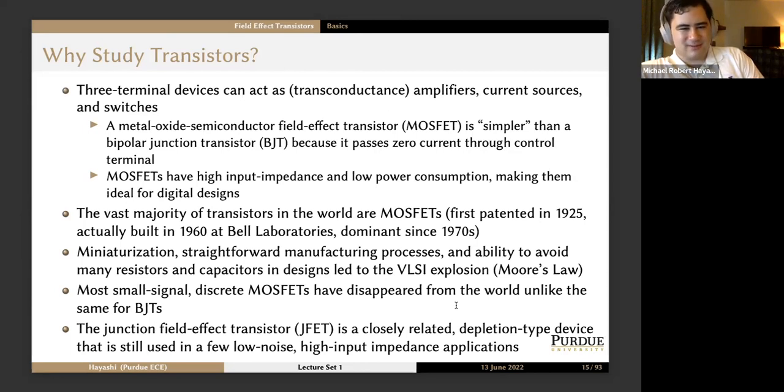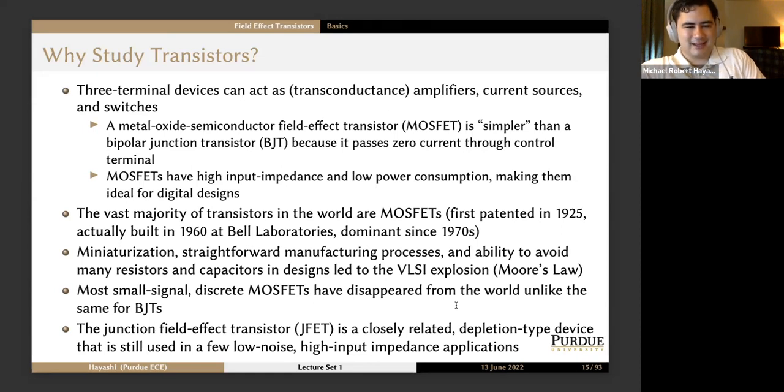Most small signal discrete MOSFETs have disappeared from the world, unlike the same for BJTs. So it's hard to go out and buy just a single MOSFET in a package you can put on a breadboard. They are out there, but most of the time they're not anymore. They're increasingly being discontinued. So MOSFETs are kind of a victim of their own success at miniaturization. They've disappeared from the world in the one at a time sorts of applications.